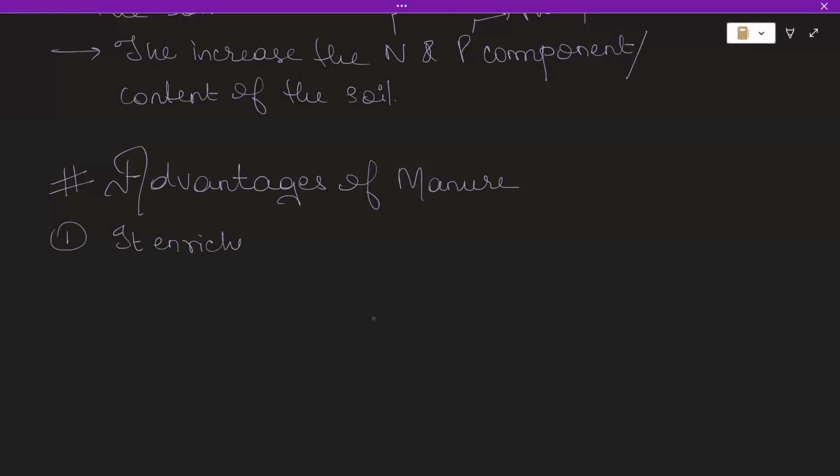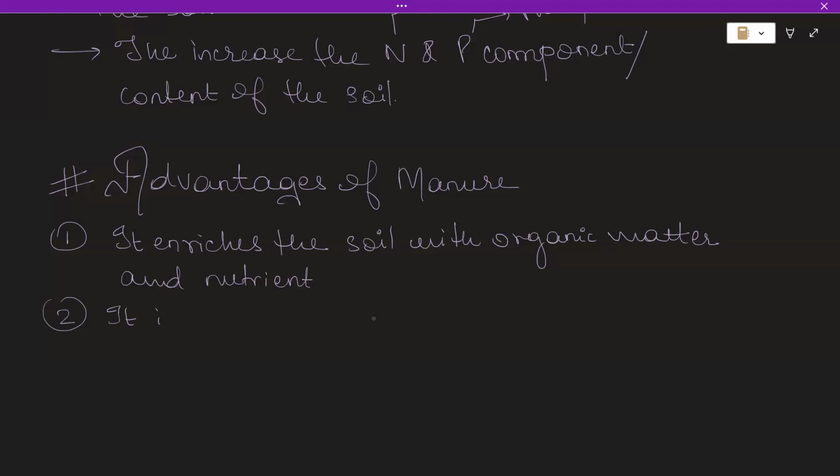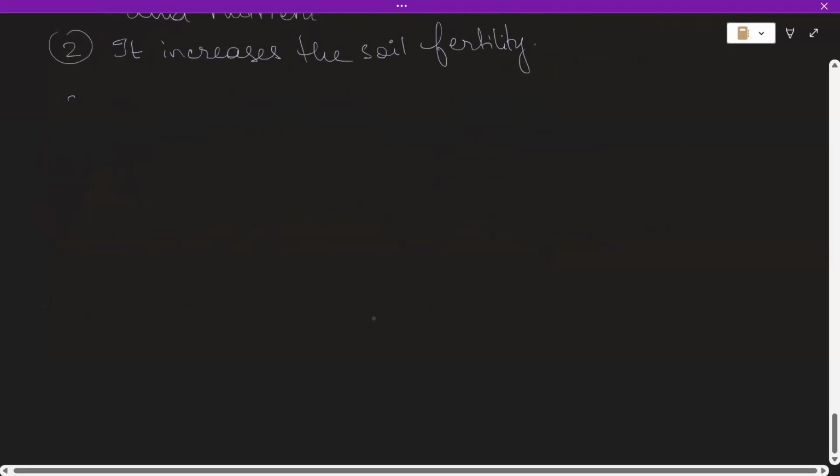See, first of all, the manure enriches the soil with organic matter and nutrients. Then secondly, it increases the soil fertility, the most important thing. It makes the soil very fertile.